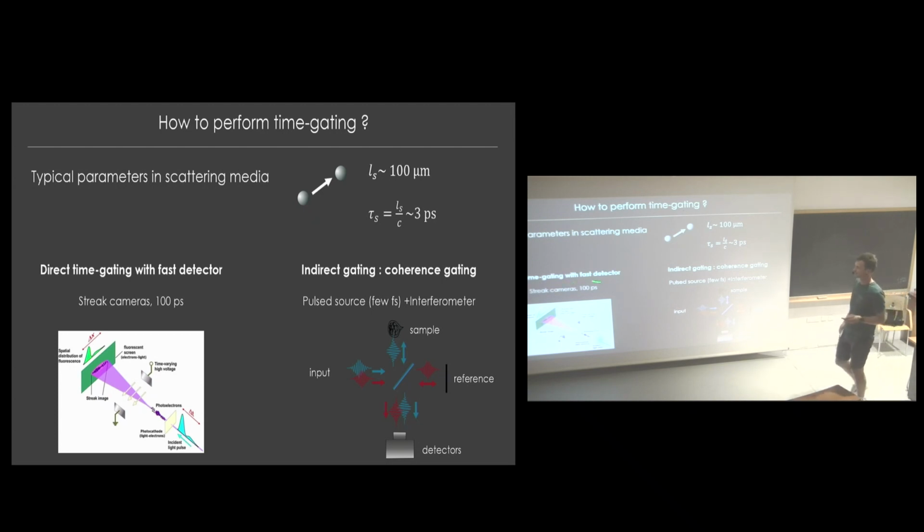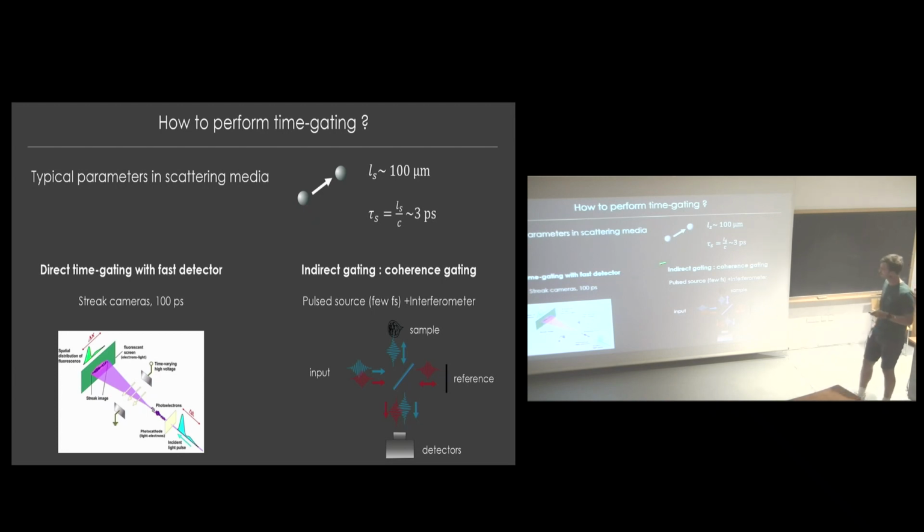And direct time gating with fast detectors is actually pretty challenging, because if you take really good streak cameras, they can go up to 100 picoseconds. This is already pretty fast, but you see this is still orders of magnitude longer than this typical time. So basically, even if you use this kind of streak camera, you will not be able to nicely select single scattered photons over multiple scattered photons.